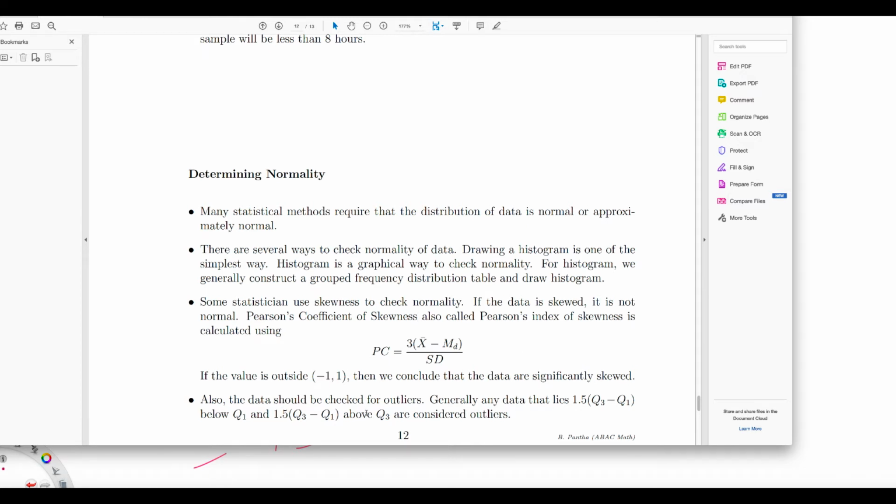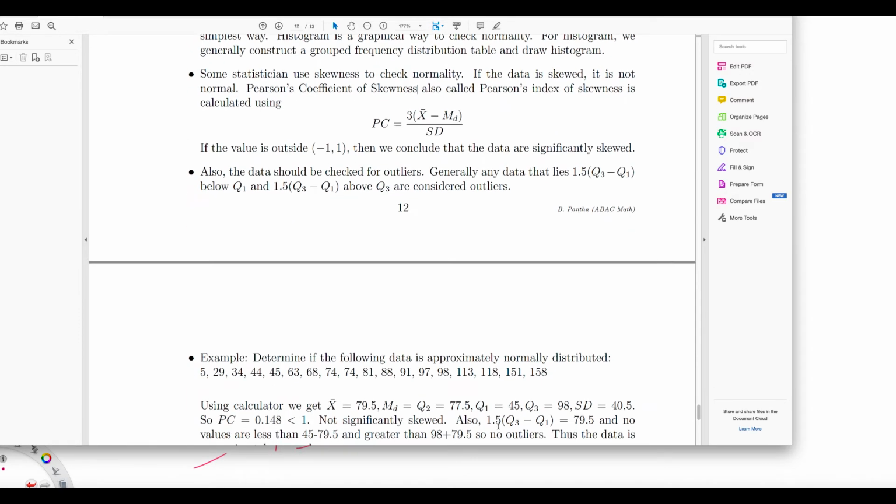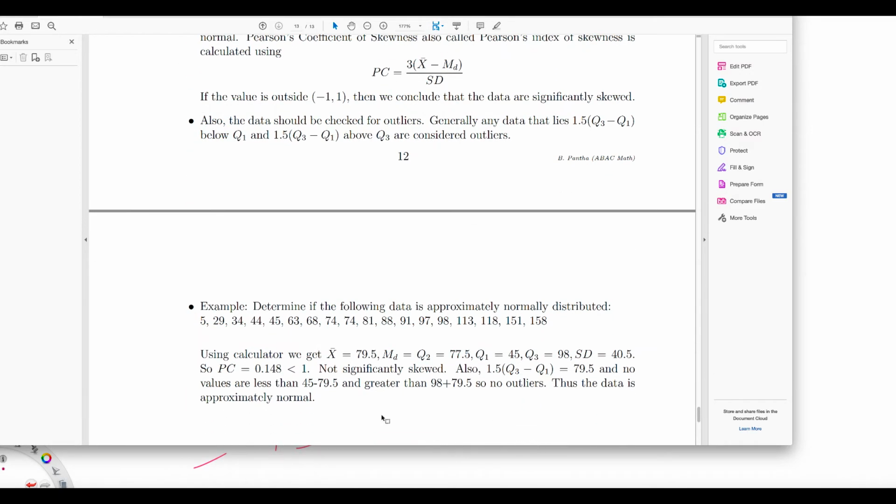Also, the data should be checked for outliers. Generally, any data that lies 1.5 times Q3 minus Q1 below Q1, or 1.5 times Q3 minus Q1 above Q3, is considered an outlier. We will see one example, then things will be clear. Let us look at this example. Determine if the following data is approximately normally distributed. I want to find all those Q1, Q3, median, mean, and standard deviation using the calculator. How do I do that?